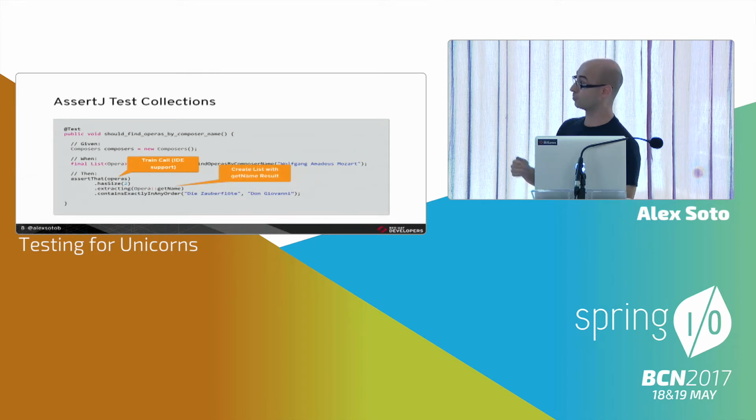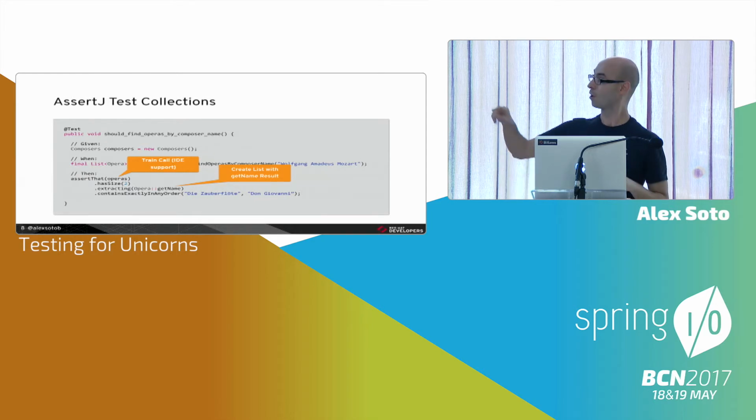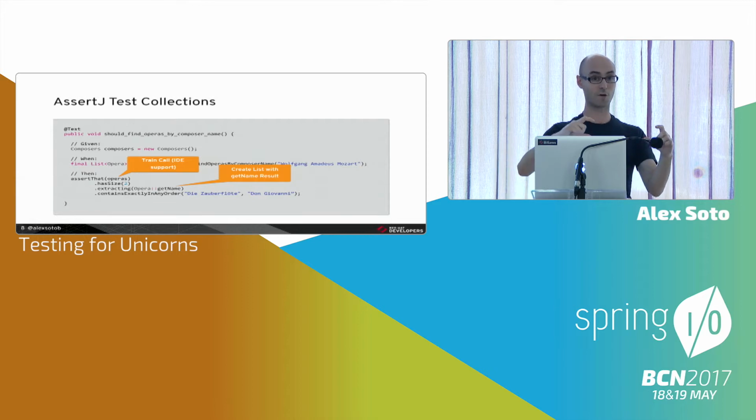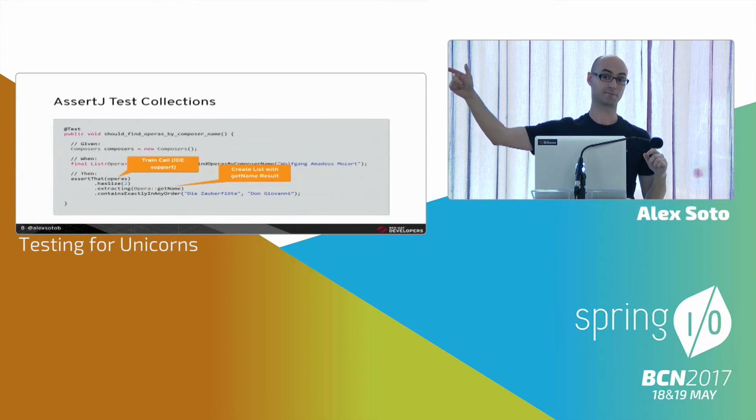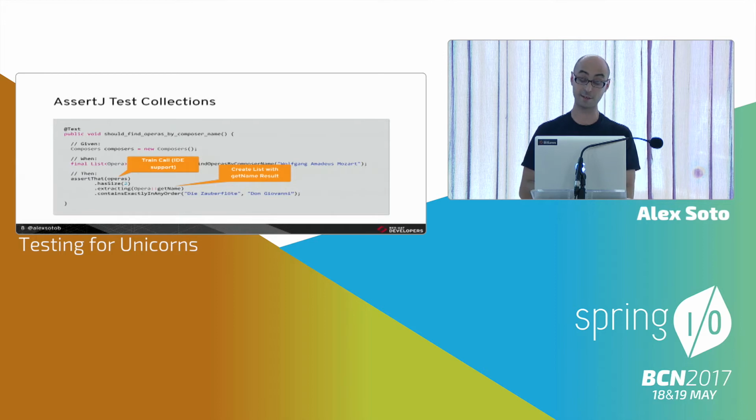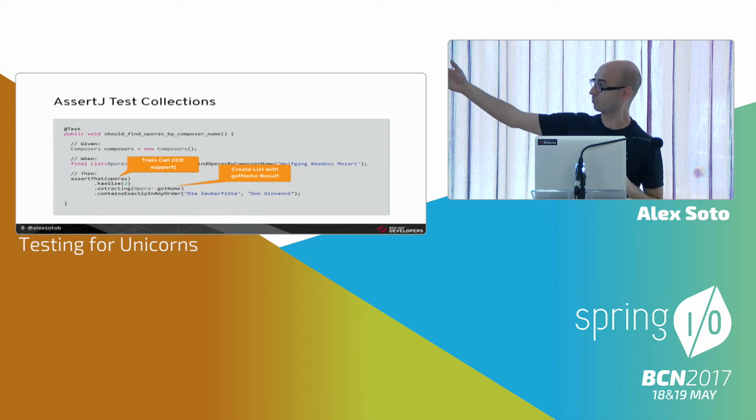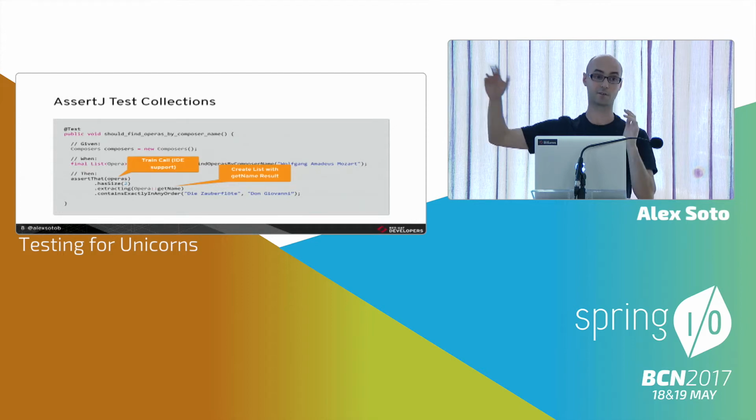The other thing that I can do is just calling extracting. Extracting, it's just, okay, take me the list of operas, call the getName method, and get me a list of strings with the names of all the operas. And finally, this returns a list of strings, and I can do containsExactlyInAnyOrder. Of course, I can do containsExactly in order, contains, and so on and so forth.